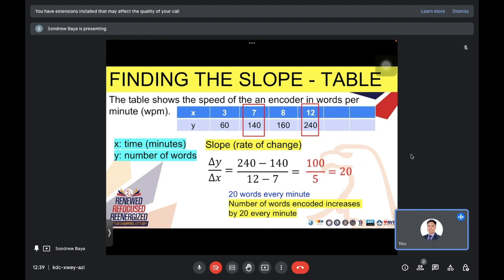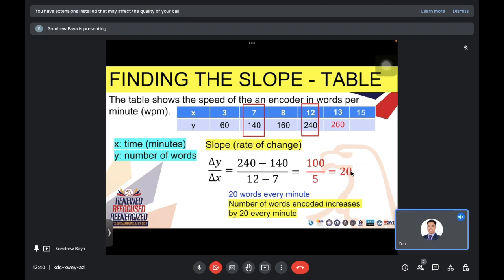So from here, we could continue making the table. Take note that it means every minute, the person can encode 20 words. So after 1 minute, say from 12, we go to 13 minutes. That means this y value should increase by 20. Thus, this becomes 260 words already in a span of 13 minutes.